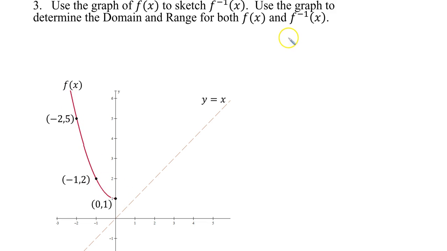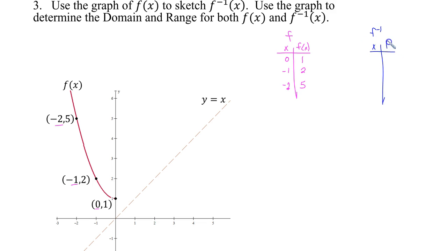We can see some very definitive points on here. So in a table of values, I'll make x and f of x, or x and y. My x values are 0, -1, and -2, and to correspond to that, the y values for this particular function are 1, 2, and 5.